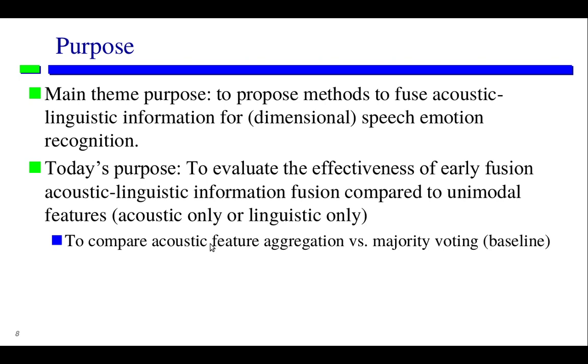And as a sub-goal, I also want to compare the unimodal, acoustic-only result using feature aggregation with the original majority voting. The original or baseline method used majority voting. It means they compare the results after the classification and then use the most frequent label to represent one story.